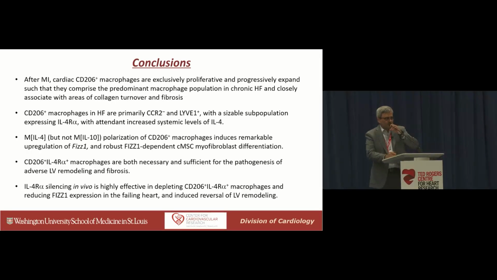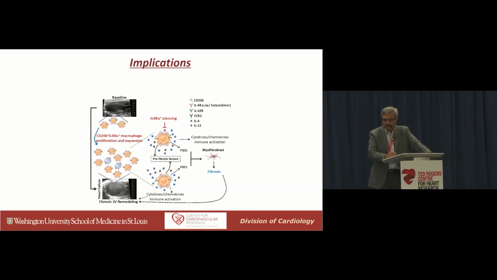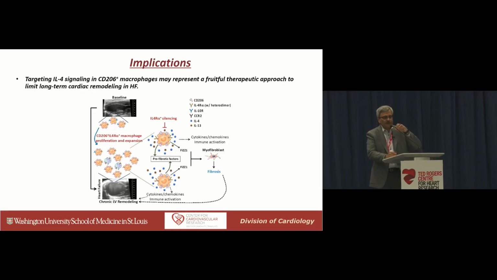And we can leverage this therapeutically by silencing expression of the IL-4 receptor alpha. It is primarily targeted towards failing heart macrophages expressing CD206 and induces a reversal of LV remodeling. So the implication then is that targeting an alternative activated cytokine pathway, IL-4, IL-4 receptor alpha, in these CD206 macrophages might be a new anti-inflammatory immunomodulatory approach to limit cardiac remodeling in heart failure. So this is a different perspective than the traditional Th1 cytokine antagonism that has been so widely proposed.